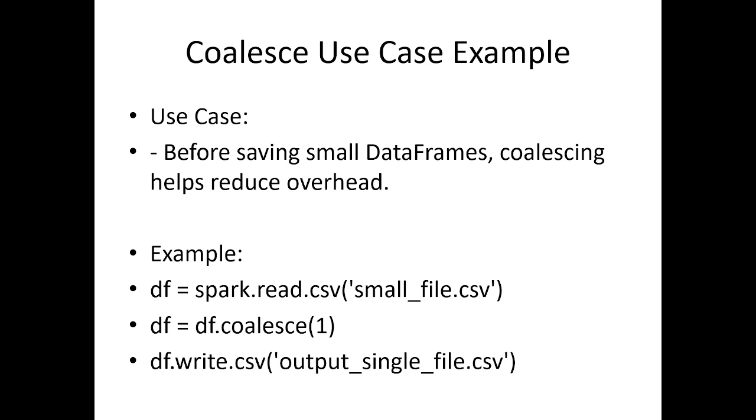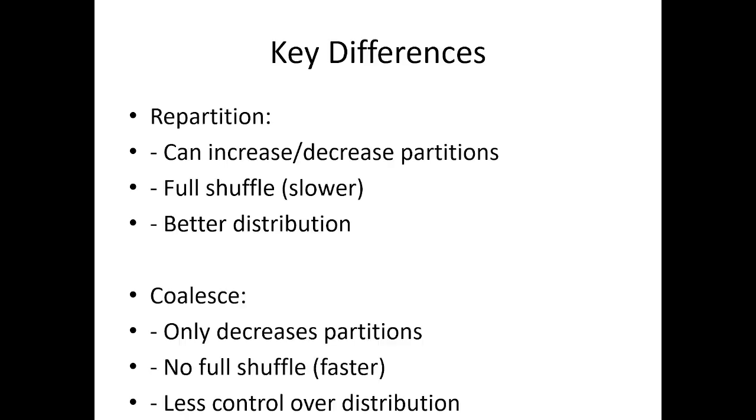And what is the use case of coalesce? Let's take one example. If you have smaller datasets or small DataFrames, then using coalesce will help reduce the overhead. Below is one example. df is spark.read.csv, so I'm reading a small file, and I'm using coalesce with only one partition. That means in our output folder it will store only one partition of data.